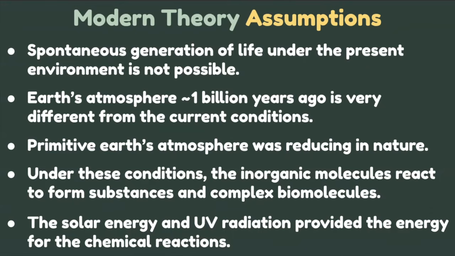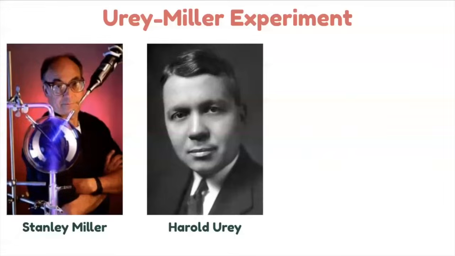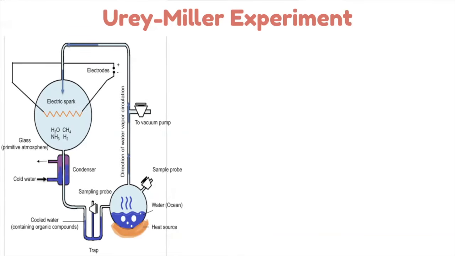Okay, so the modern theory, specifically Haldane's theory, didn't find much support without scientific experimentation. To conclusively support the chemical theory, Miller and Urey conducted an experiment mimicking the primitive Earth environment. So this is called the Urey-Miller experiment. They performed this in 1952. The experimental setup consists of a glass flask, a condenser, a liquid flask interconnected with tubes, and of course a source of electric spark to provide energy.